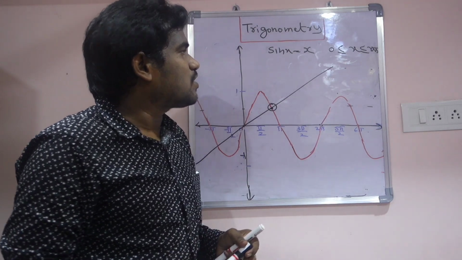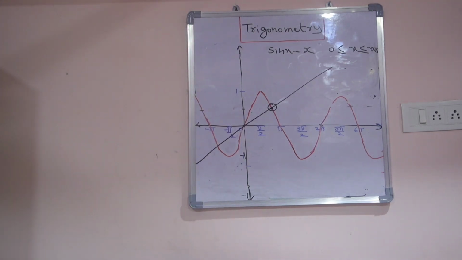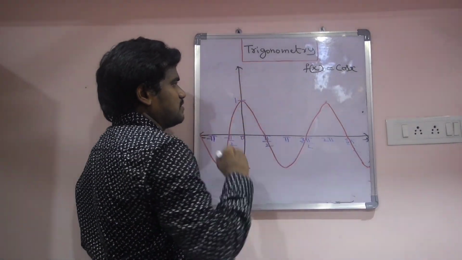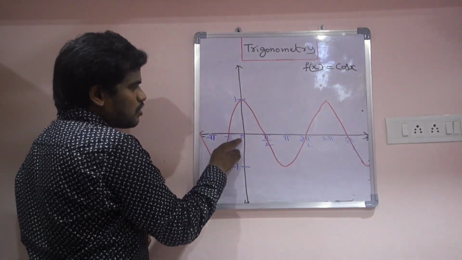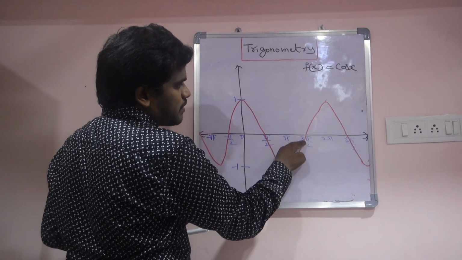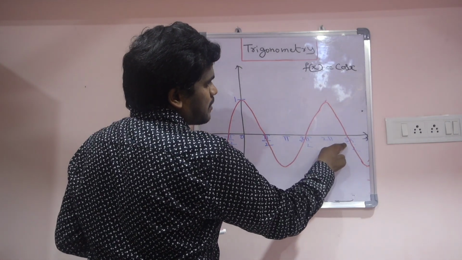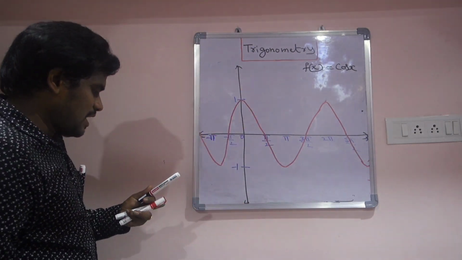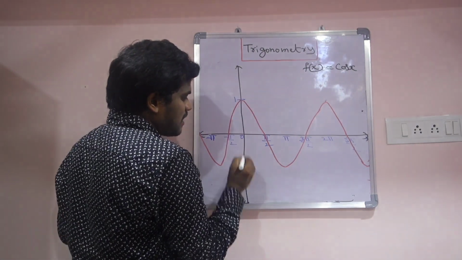Next we go for cos x. Now you will see f(x) is equal to cos x. This is the cos x graph. Cos 0 is 1. Cos pi by 2 is 0. Cos pi is minus 1. Cos 3 pi by 2 is 0. Cos 2 pi is 1, and cos 5 pi by 2 is 0, and so on. Like this is the graph, and this is also a continuous graph. The maximum value is 1 and the minimum value is minus 1.